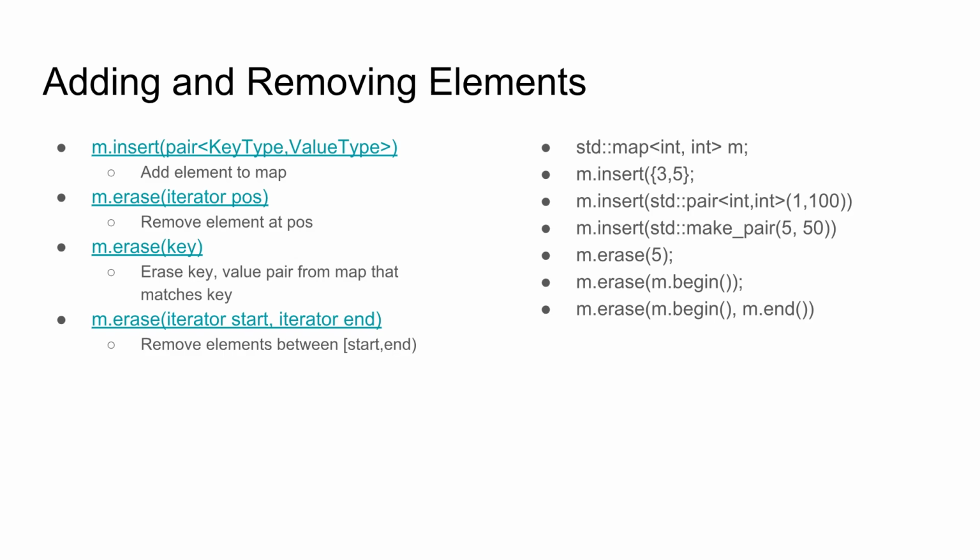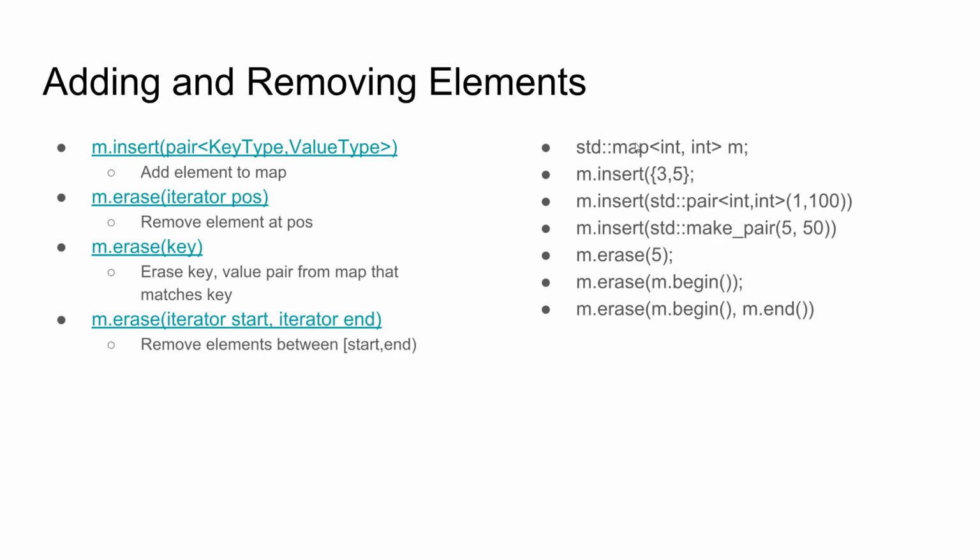You can also just provide a key, and you'll erase that key value pair. And then again, you can provide a range of values to erase using some iterator pair. Erase everything from start up to, but not including end.